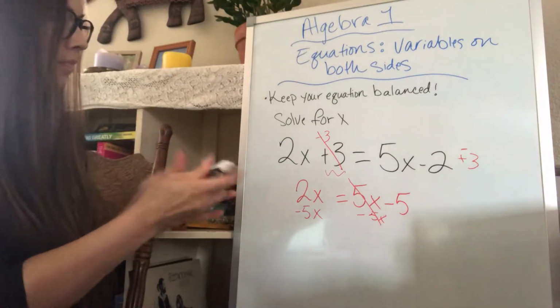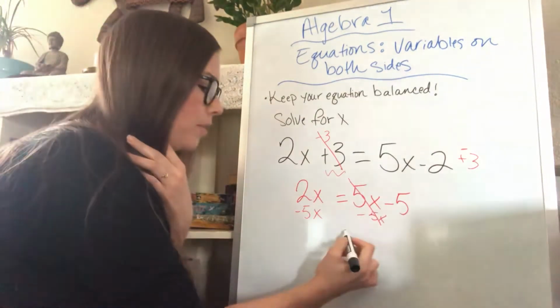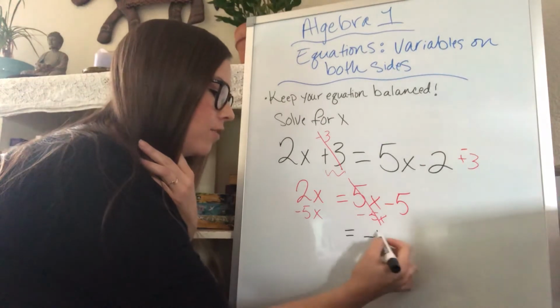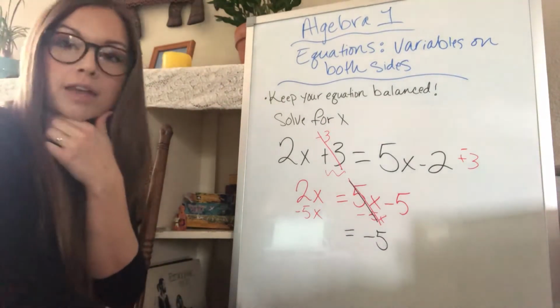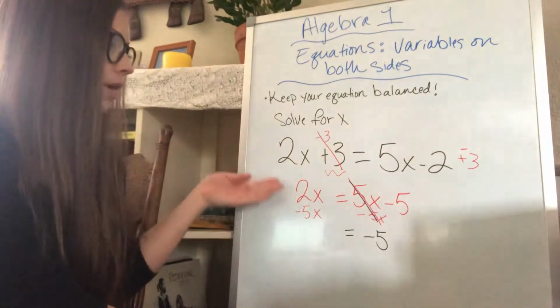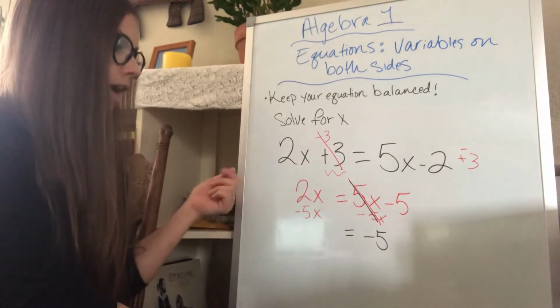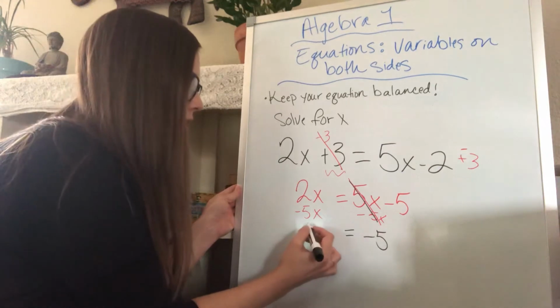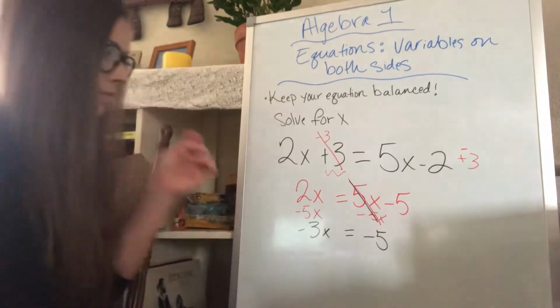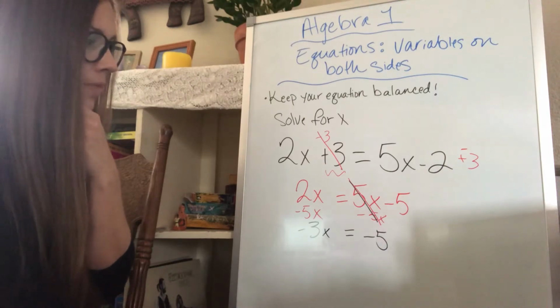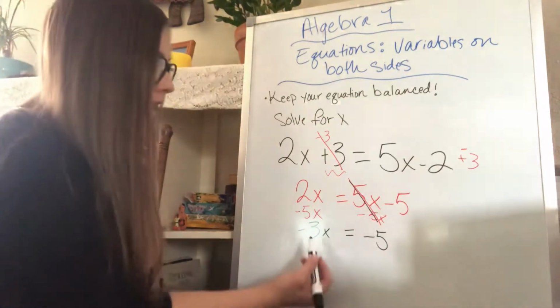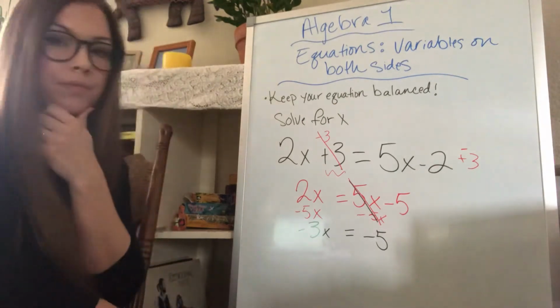Sorry. Okay, so that means I just bring down my negative 5 over here because I canceled those out. Now I have 2x minus 5x. They're like terms, so I can add and subtract them. If I have 2 and I take away 5, that gives me a negative 3x. Okay, so now I have negative 3x equals negative 5.